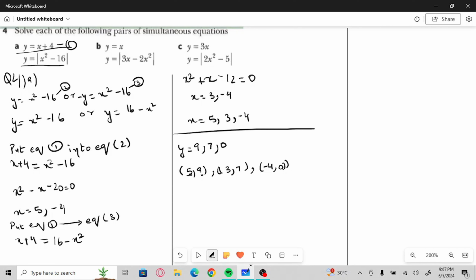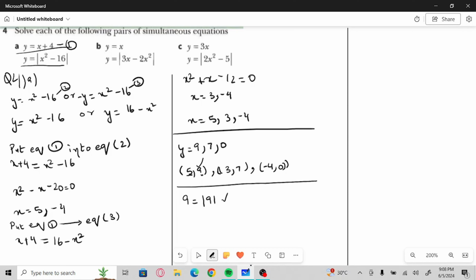In fact, we should also check if any of these values are incorrect, and for that again we have to input it into the question. So for 5, we have 9, so 9 is equals to x squared minus 16. We have 5 for that. 5 5 is 25, minus 16 is 9. So this is correct. One coordinate is correct.